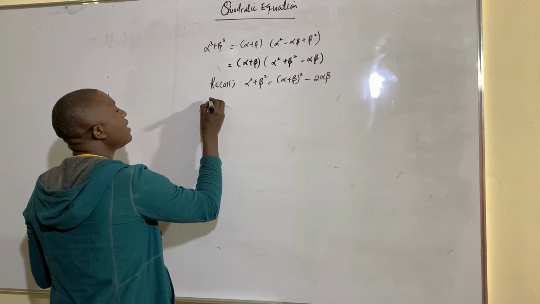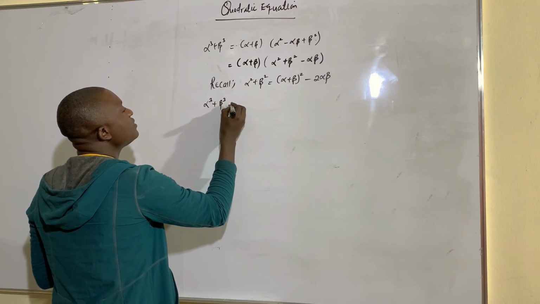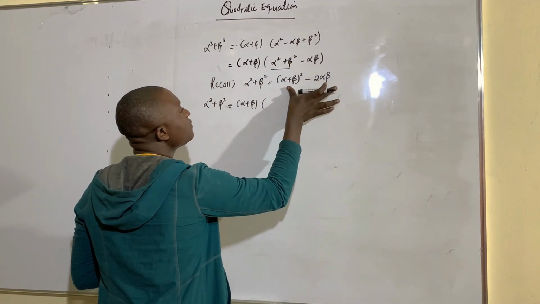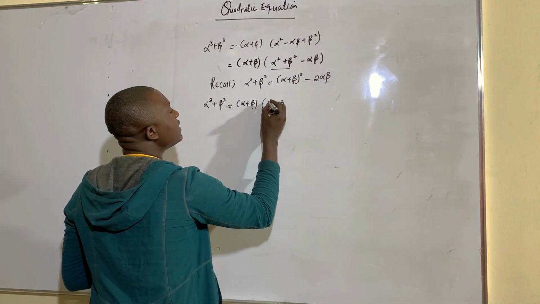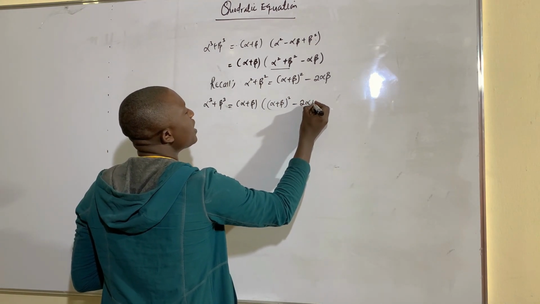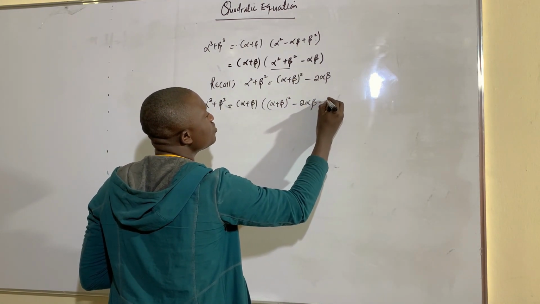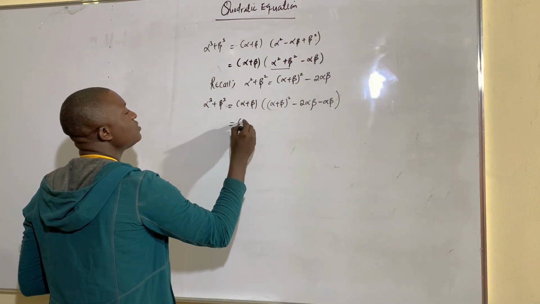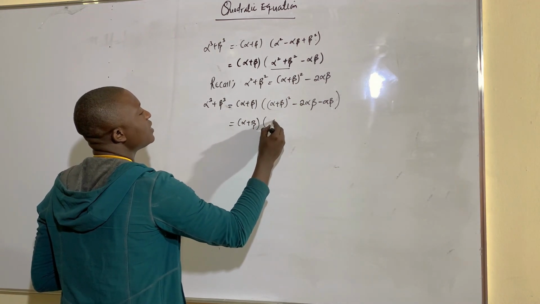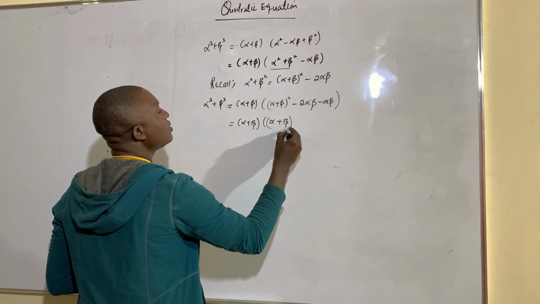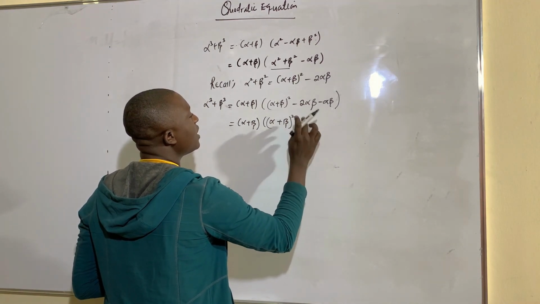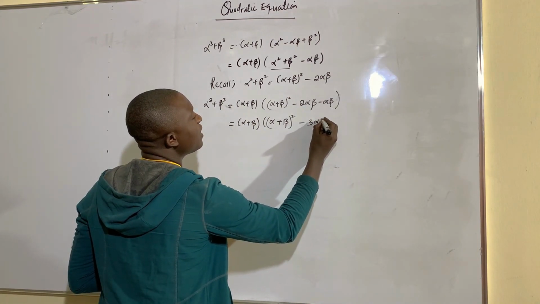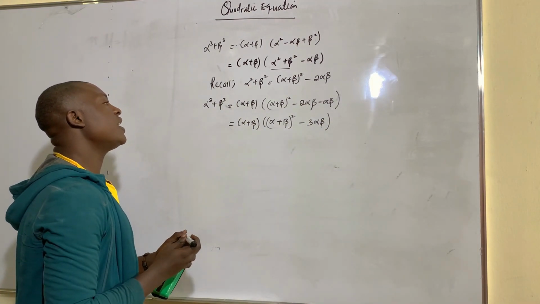That means I can have alpha cube plus beta cube is equal to alpha plus beta. Instead of writing this one now, we substitute its own formula, which is alpha plus beta all square minus 2 alpha beta. We have one here also, minus alpha beta. You can see we are trying to simplify the terms. Down here, I can have alpha plus beta, then alpha plus beta all square minus 2 alpha beta minus alpha beta. You do just a simple addition, that is 3 alpha beta. You can see that we derive this one as well.